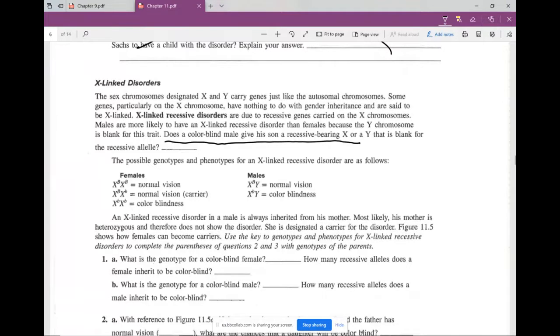We're talking about X-linked recessive disorders. Only females, right? So the answer is no. Only mothers can pass down that trait to their sons. Why? Because males do not give their sons an X chromosome. They only give their sons Y chromosomes.